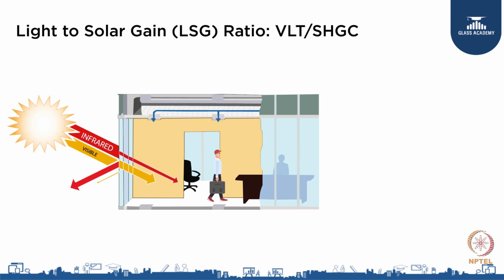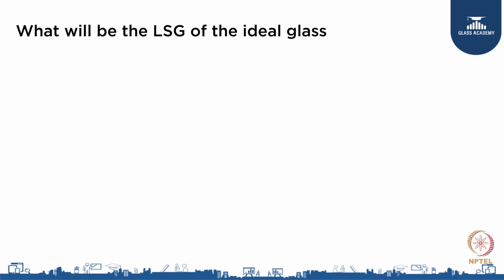So suppose a glass is having 50% visual light transmittance, therefore the VLT will be 0.5, and if the solar heat gain coefficient is 30%, then SHGC would be 0.3, then the LSG ratio will be 0.5 divided by 0.3. Higher the LSG ratio, better it is because it is bringing in more light for lesser amount of heat gain through direct solar radiation. Let us now look at what will be the ratio for our ideal glass.